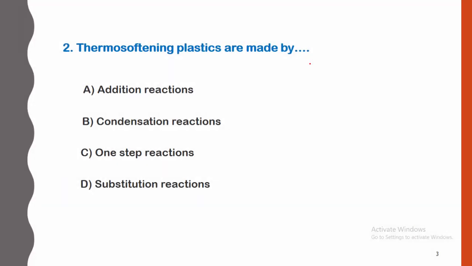Next, thermo softening plastics are made by options: addition reactions, condensation reactions, one-step reactions, and D, substitution reaction. The right answer of this question is very simple. We have two different types of plastics: thermo softening plastics and thermo setting plastics. As we know, the thermo softening plastics are made by, very simple, addition reactions.